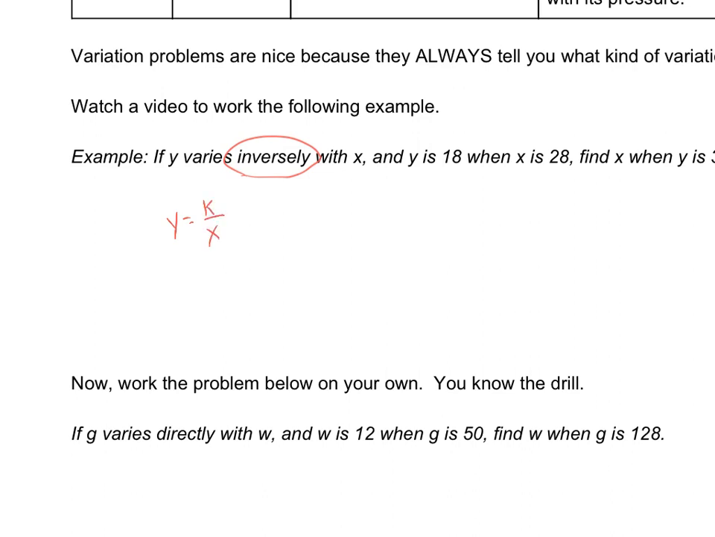And then they tell us a known set of information that y is 18 when x is 28. So we're going to plug those numbers in for x and y to calculate the constant of variation, which if I multiply both sides by 28, that would tell me that that constant of variation is 504. So really in this problem, the relationship between x and y is that y equals 504 over x.